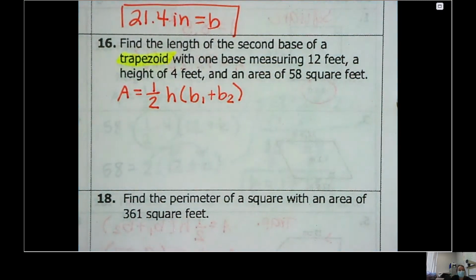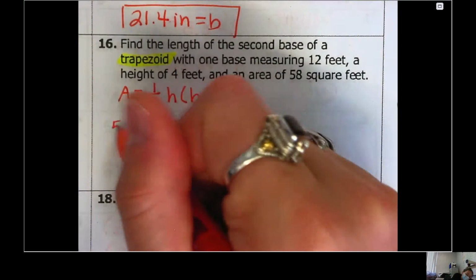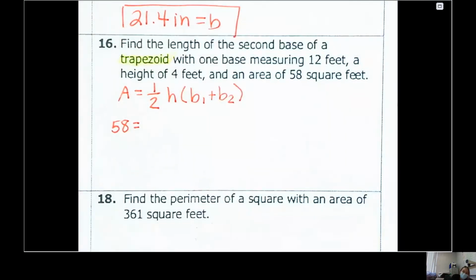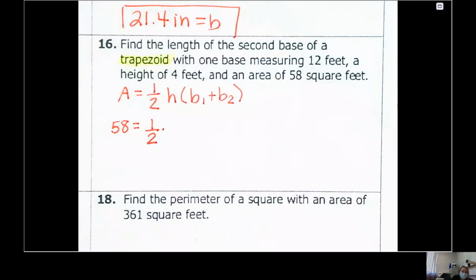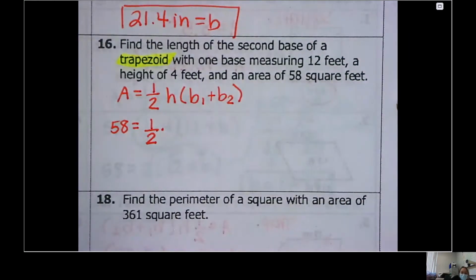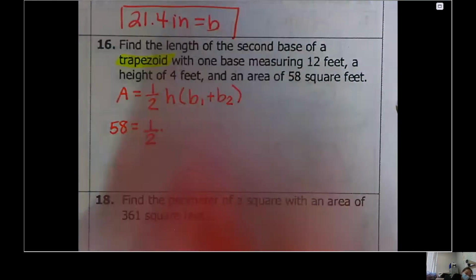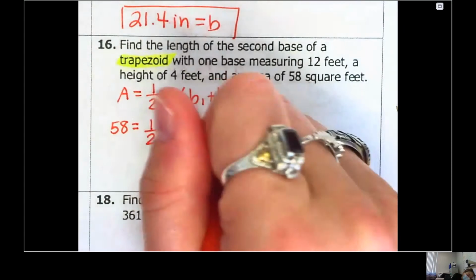Okay, now let's plug in the information that we know. Do we know the area? Yep, what is it? 58 equals, I keep the 1/2. Do I know the height? 4 feet, so I put a 4 there.